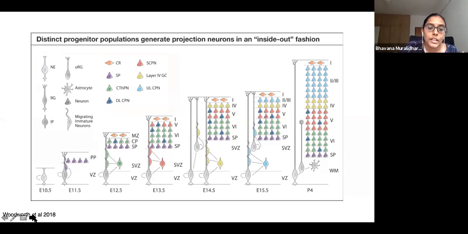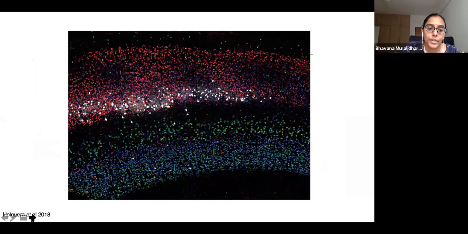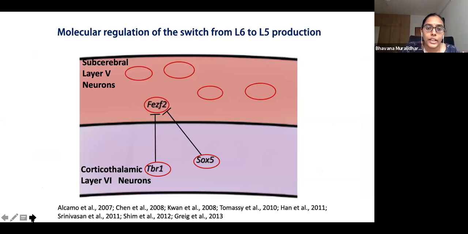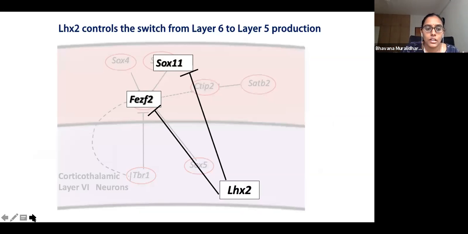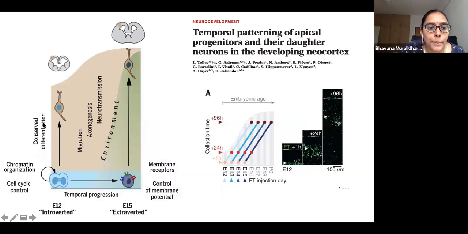And this work has been done from Denis Gébaudon's lab, where I'll first describe how they have tried to understand this. So let's just skim over all of this. The paper is in Science, and it came in 2019, and it talks about the temporal patterning of the apical progenitors and their daughter neurons in the developing neocortex. As you can see from the title itself, it's across two axes, the time axis and the radial axis, as the progenitors go on to form neurons.